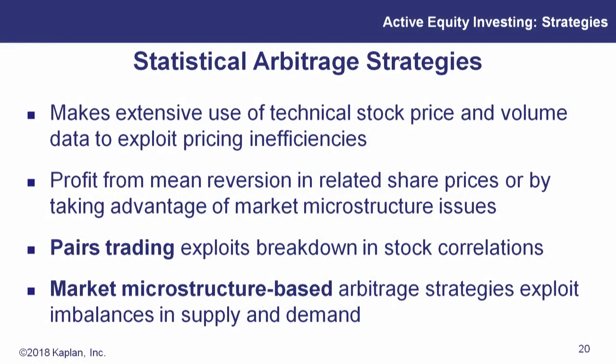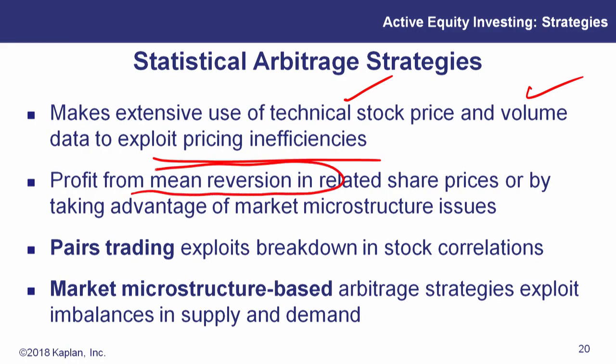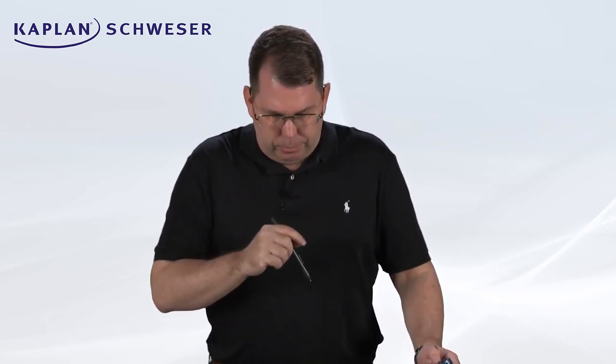Okay, so let's talk about some more strategies as we get into this portfolio management. What if you're running statistical arbitrage? Well, what do we know? That you're making a lot of use of technical stock prices and volume, and you're looking for pricing inefficiencies. So a lot of my economic training, there's one thing that I always keep coming back to. This reversion to the mean seems to be something that holds up pretty well, especially through history and back testing.